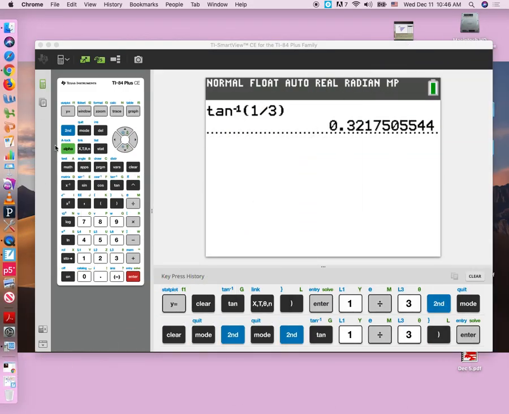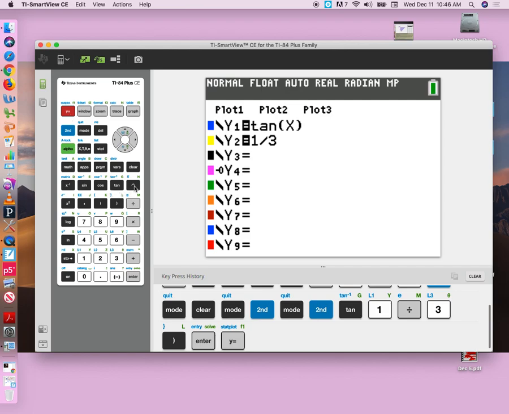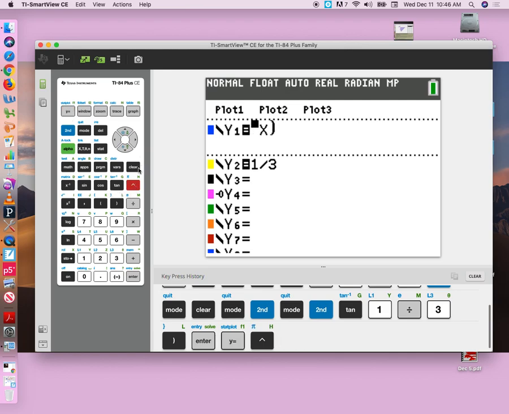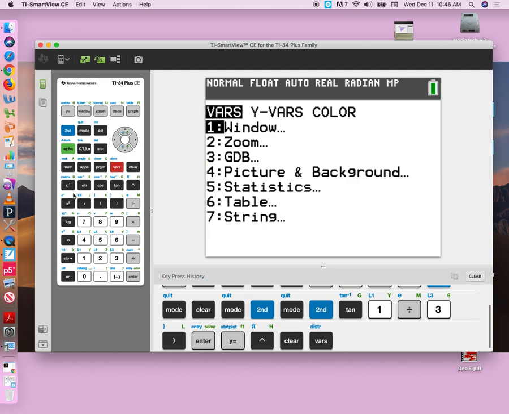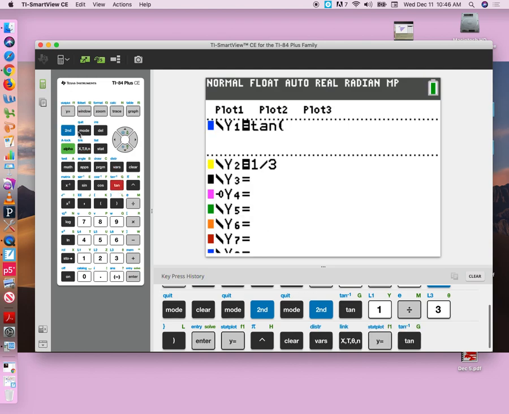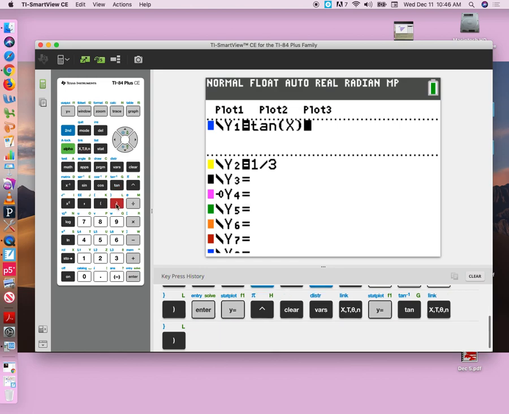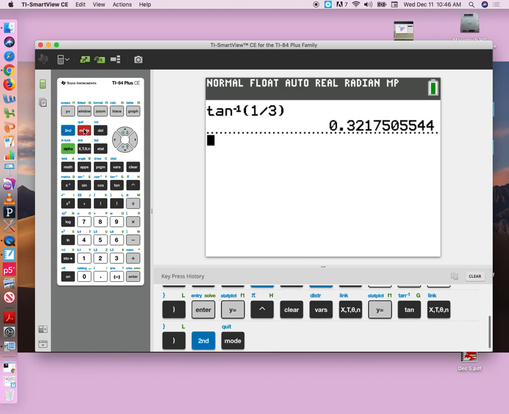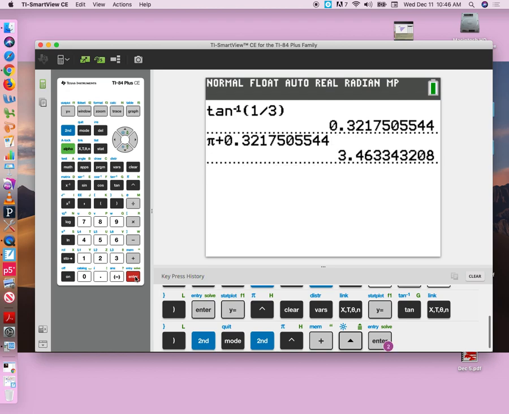All right, so then I can get my exact answer by going pi plus, and then I can go up there and grab this, enter, and I don't have to round off. And I get 3.463.